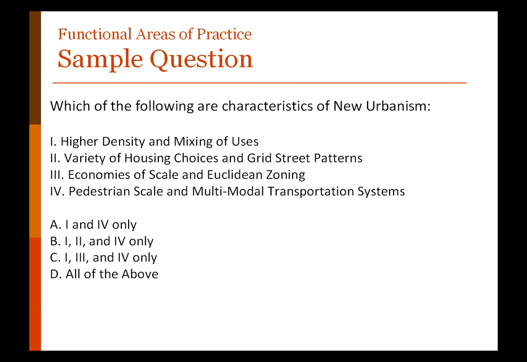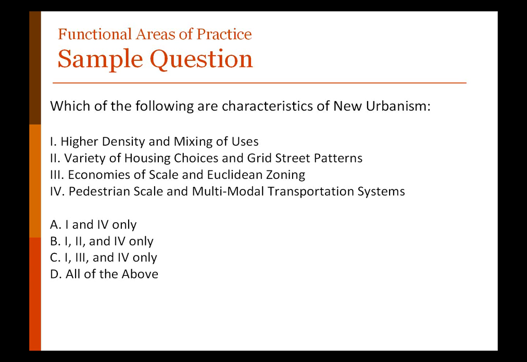We have a sample question. I'll let Susan do the poll here. Which of the following are characteristics of new urbanism? And I just went over some of this. Higher density and mixing of uses, variety of housing choices and grid street patterns, economies of scale and Euclidean zoning, pedestrian scale and multimodal transportation systems.